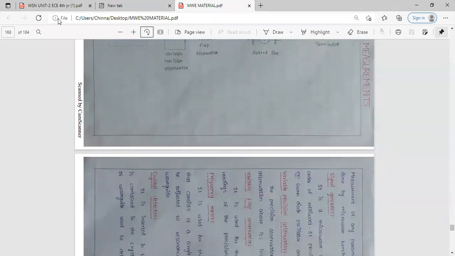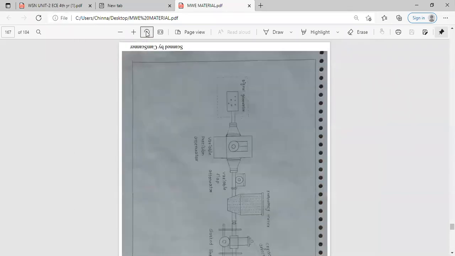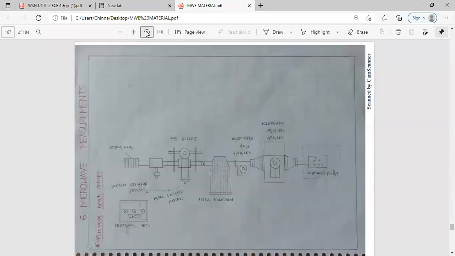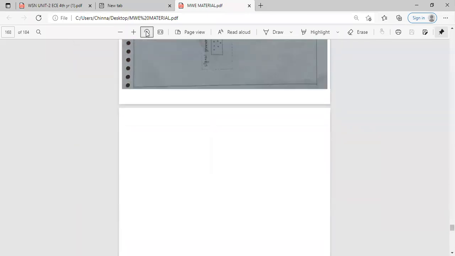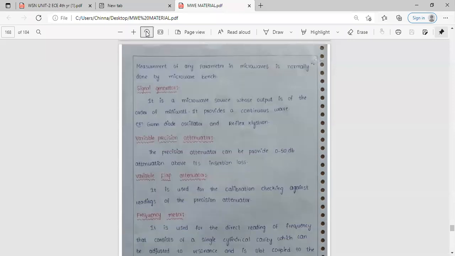Here you can see that measurements of the parameters in microwaves are normally done by the microwave bench setup.